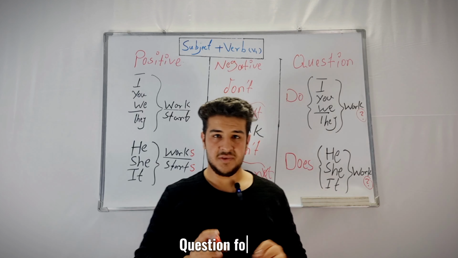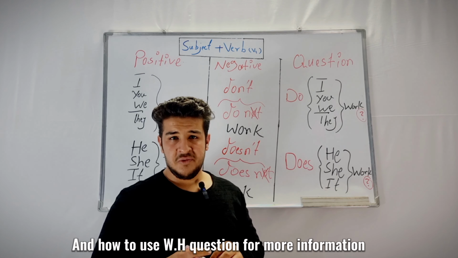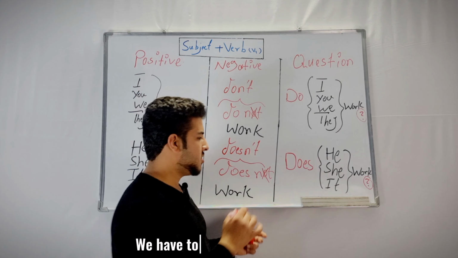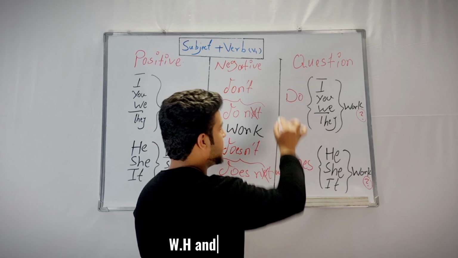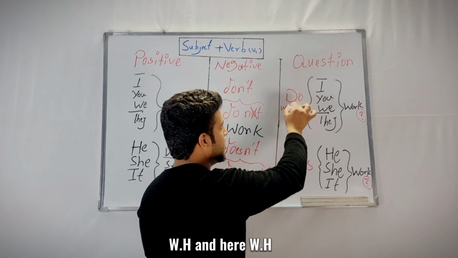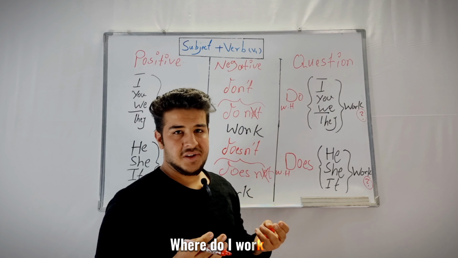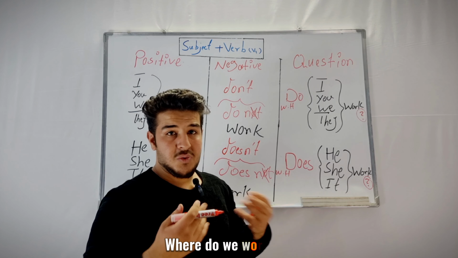Question form, and how to use WH questions for more information. Before auxiliary verbs, we have to use a WH question. W, H, and here. WH. For example, where do I work? Where do you work? Where do we work?